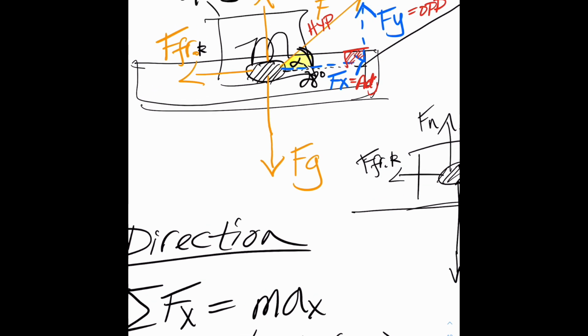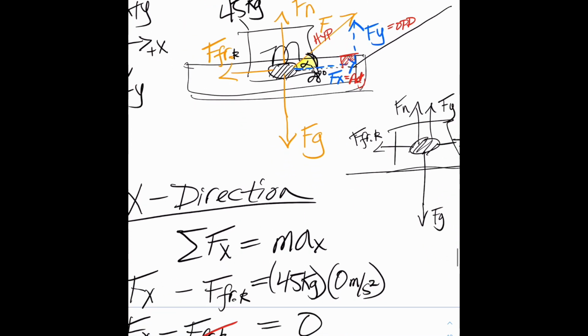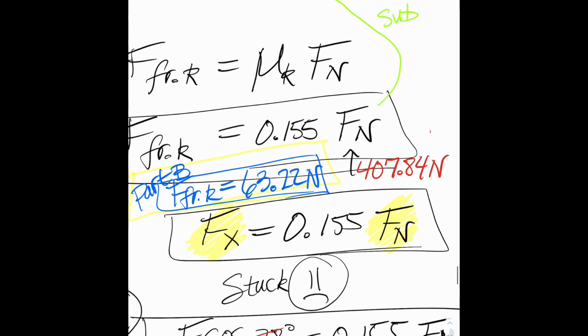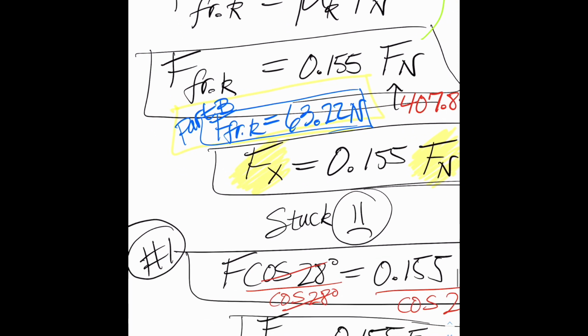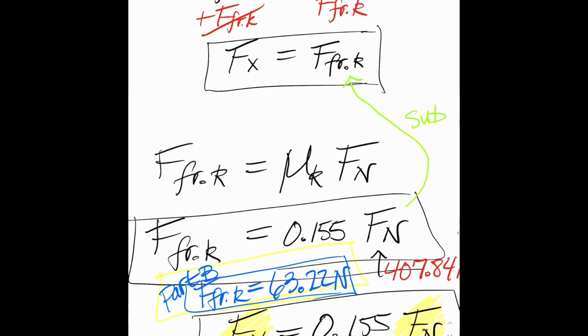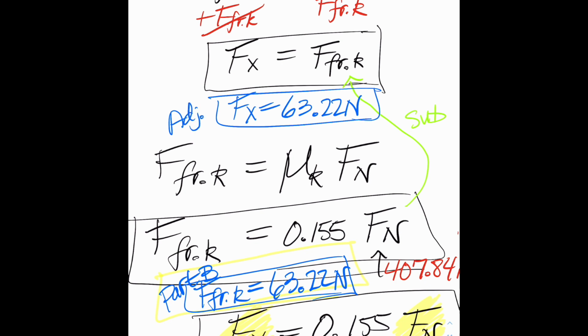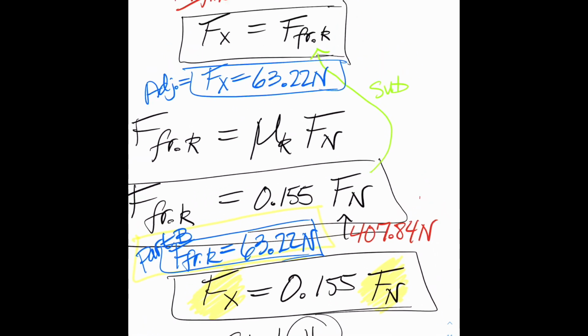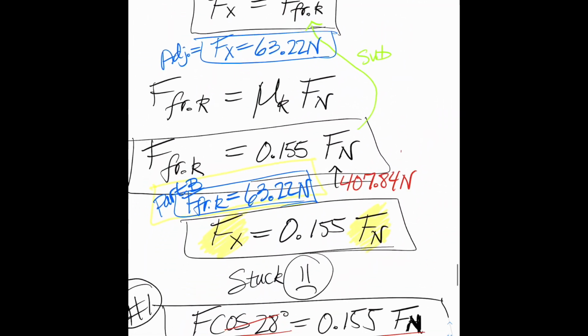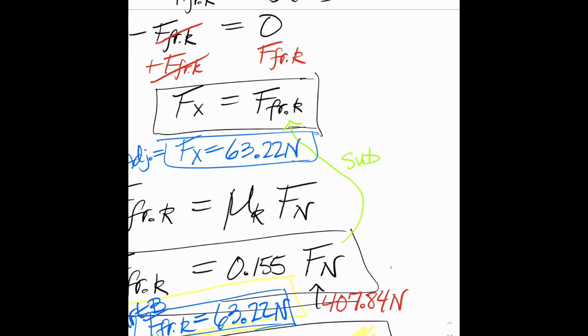And I think we know Fx, right? Because I think we said Fx is equal to force friction kinetic. So this 63.22 newtons is the same as Fx. So this means Fx is 63.22 newtons, right? And this is our adjacent. And so I think we can find the hypotenuse. Let's just do a little SOHCAHTOA. I think we can do it right off to the side. I hope you guys can see this.